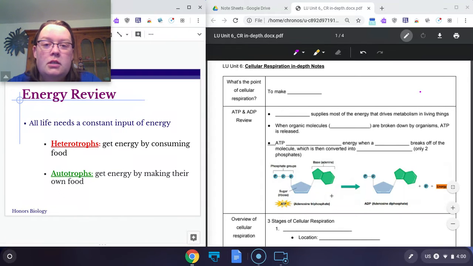The way that living things get energy is a little different depending on the type of organism. So heterotrophs get their energy by consuming food or consuming other things. And autotrophs make their own food using the sun.